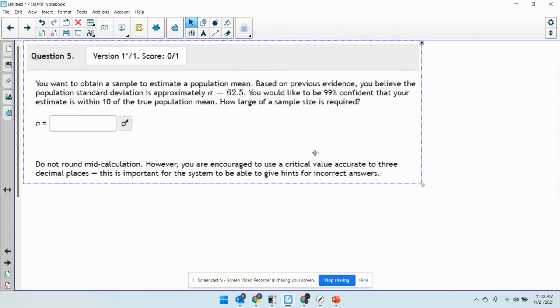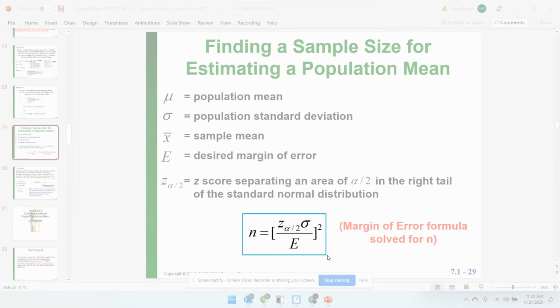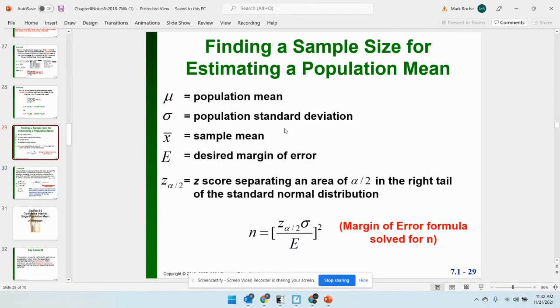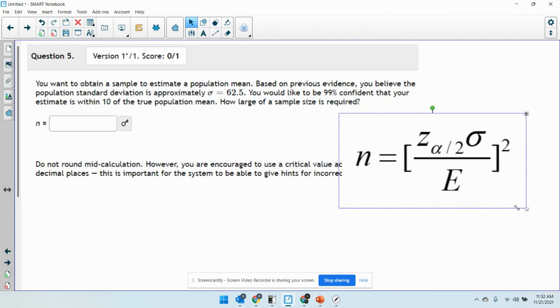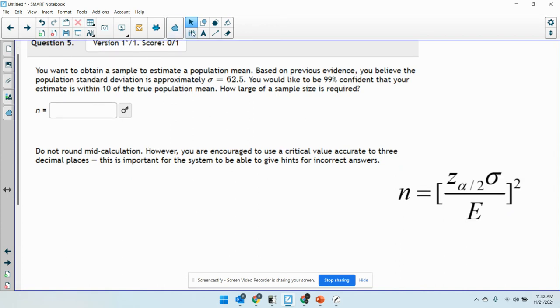Question 5 says you want to obtain a sample to estimate the population mean. This formula is taken straight from the notes in this chapter, on page 29 of the PowerPoint notes. So we have this formula right here, and it's just a matter of plugging in all of our values and solving for n. So we have our sigma, 62.5. We want to be 99% confident. That's going to be used to find our z, and our margin of error is going to be 10. So I have n equals this whole thing squared.